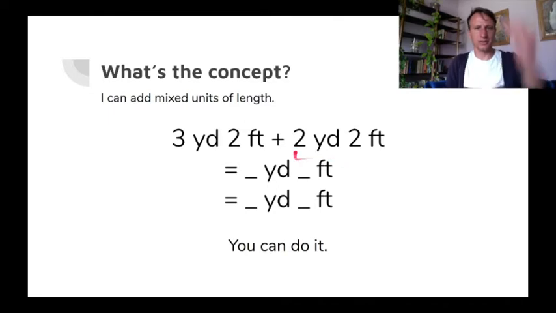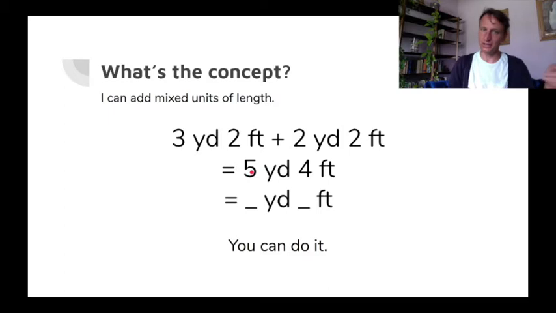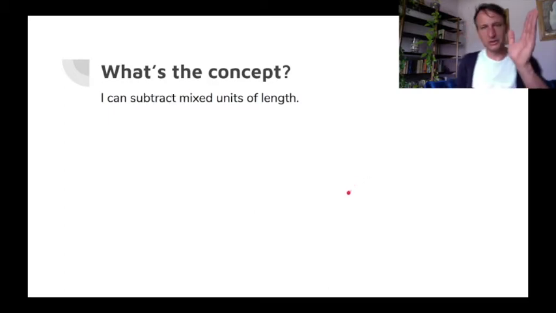Going through the same thing, step by step here. 3 yards, 2 feet. 2 yards, 2 feet. Okay, well, just crunch the numbers. 5 yards, 4 feet. But we can decompose out a yard there. So now we have 6 yards, and that leaves 1 foot. Excellent. Now we're going to subtract.